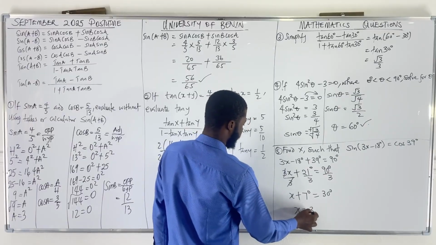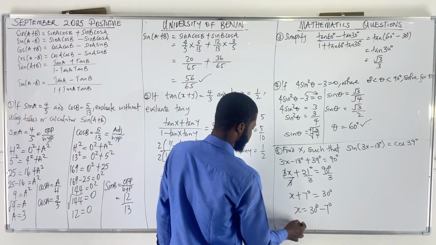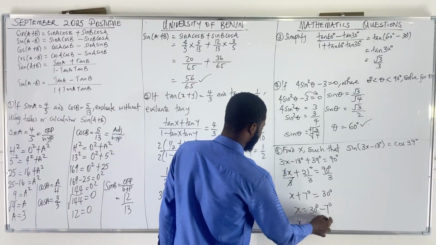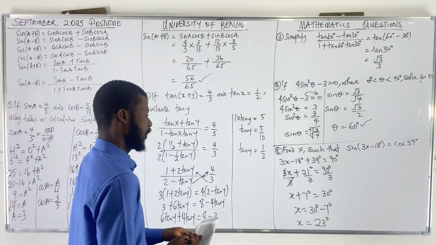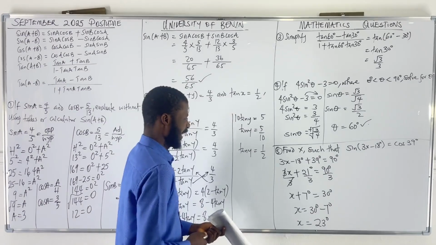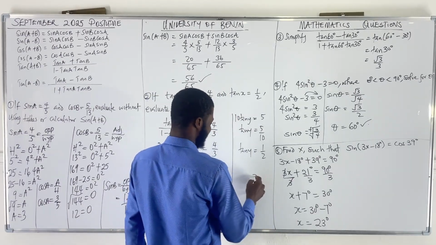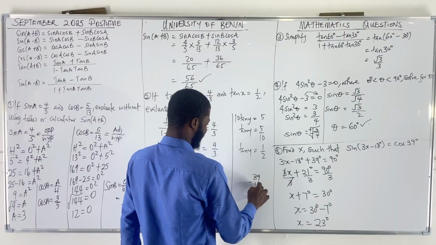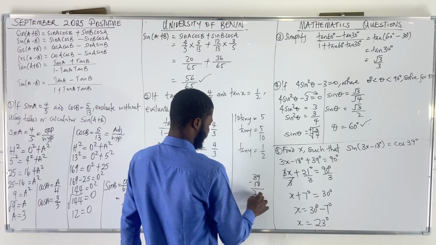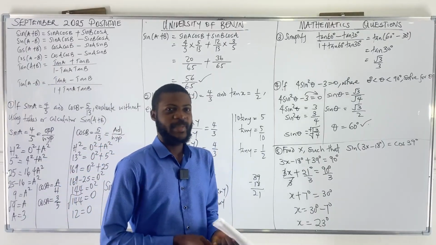So this is x plus 7 equal to 30 degrees. If this guy goes, it's going to become minus 7 degrees. So x is equal to 23 degrees. Okay. So x will be 23 degrees. Did I do this well? Let me see. 39 minus 18. Okay. So let's go on to the next question, number 6.